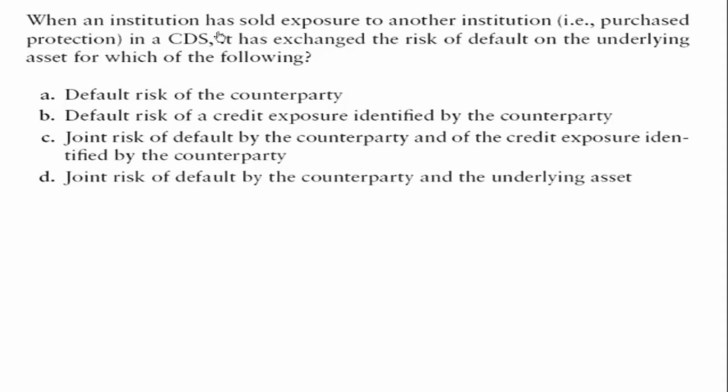When an institution has sold exposure to another institution in a credit default swap, it has exchanged the risk of default on the underlying for which of the following? Default risk of the counterparty, default risk of a credit exposure identified by the counterparty, joint risk of default by the counterparty and of the credit exposure identified by the counterparty, that's also not correct, or the joint risk of default by the counterparty and the underlying asset, as we just saw in the previous question.